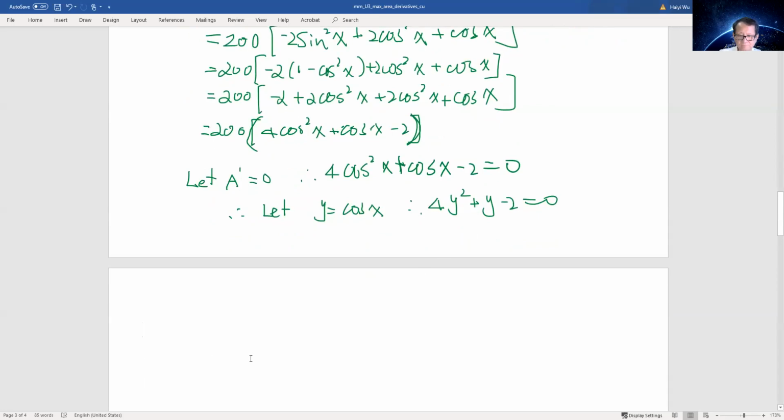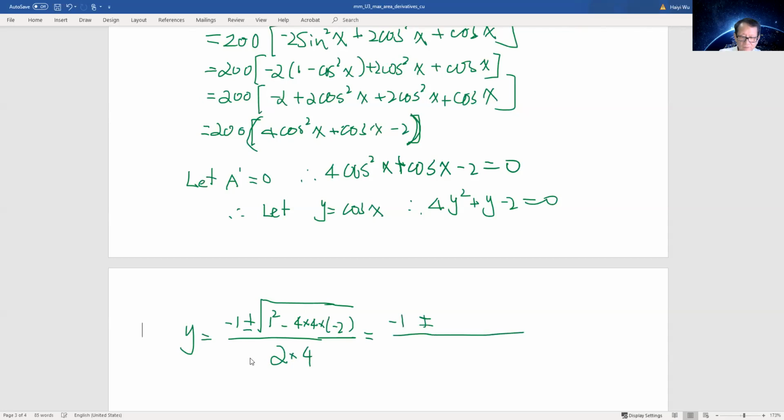Obviously, this one we cannot factorize into 2 brackets because the coefficients make it difficult. So we use the quadratic formula. y equals negative b, which is negative 1, plus or minus the square root of b squared minus 4 times 4 times negative 2, divided by 2 times 4. So the answer will be negative 1 plus or minus square root of 33, divided by 8.